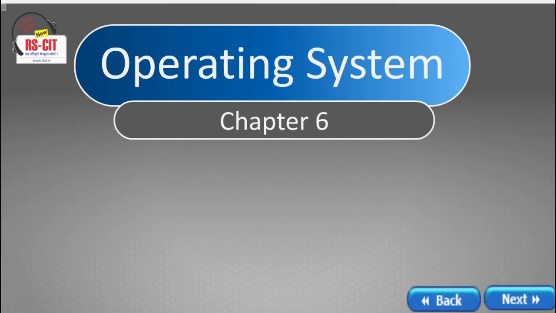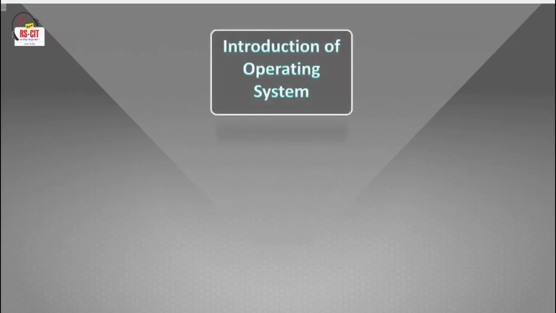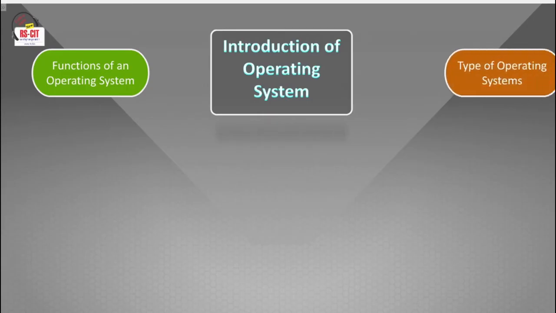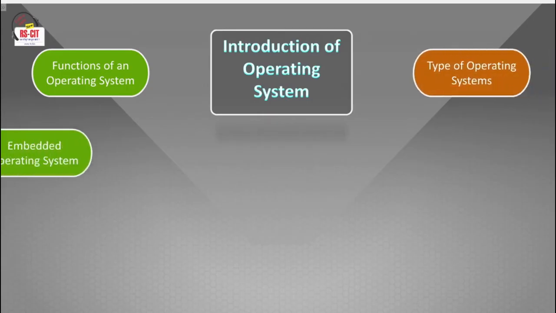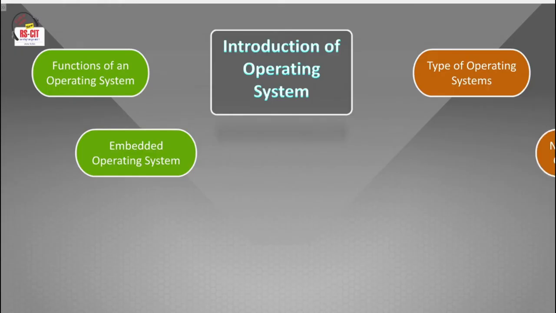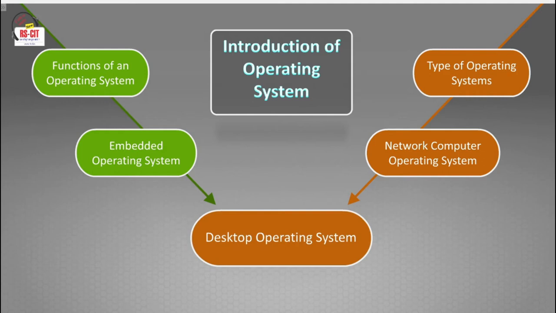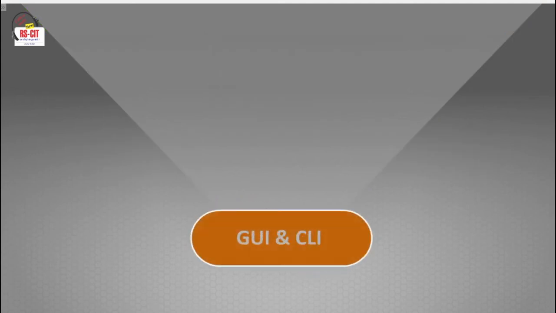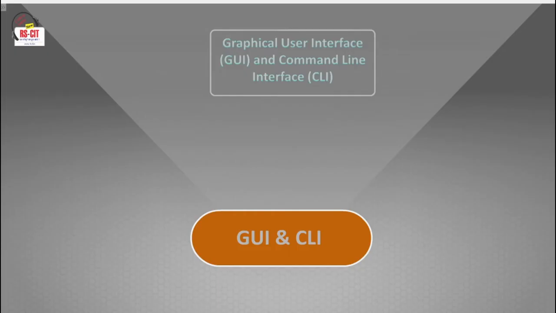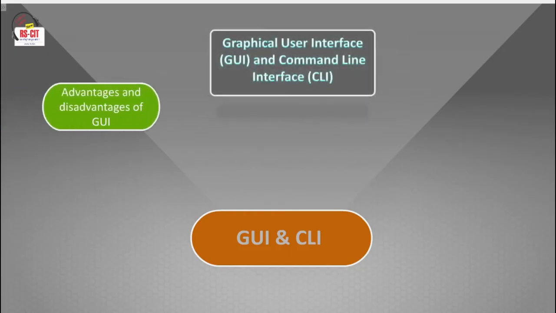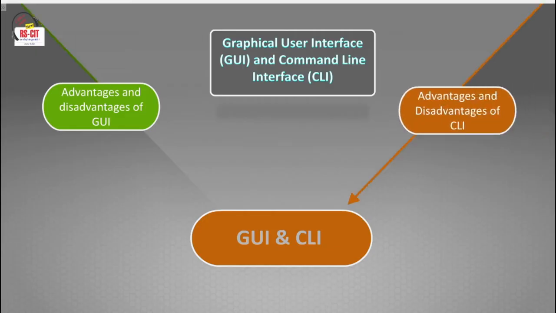This chapter will cover Introduction of operating system, Functions of an operating system, Type of operating systems, Embedded operating system, Network computer operating system, Desktop operating system, Graphical user interface, GUI and Command line interface, CLI. Advantages and disadvantages of GUI, Advantages and disadvantages of CLI.